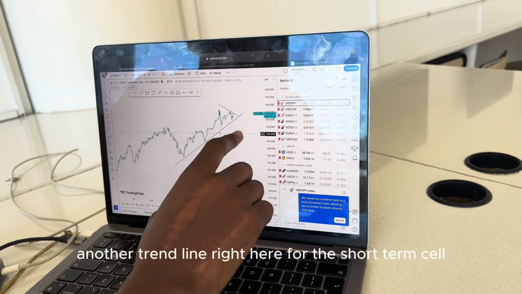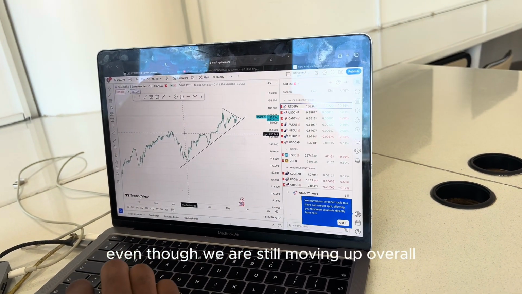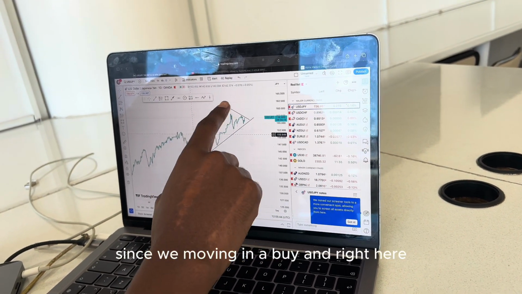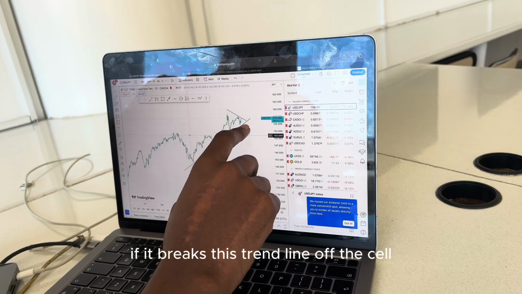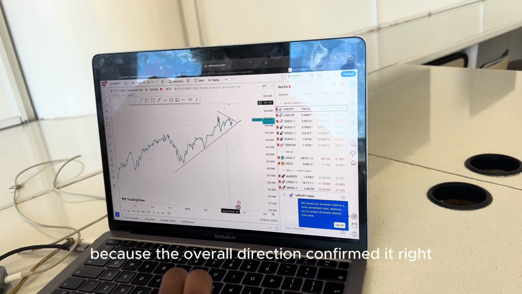And then I drew another trend line right here for the short-term sell, even though we are still moving up overall. I just wanted to see that, okay, since we're moving in a buy and right here we have a short-term sell, if it breaks this trend line off the sell, then I'm going to look for more buys because the overall direction confirmed it.